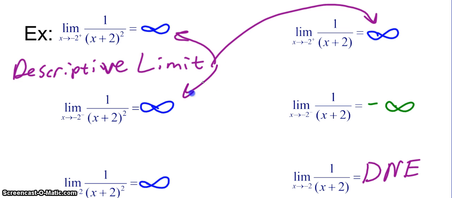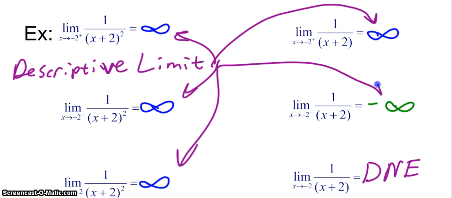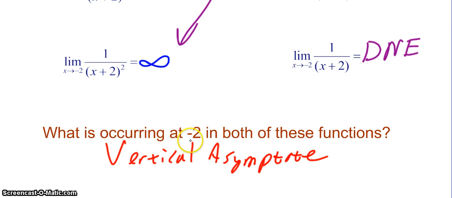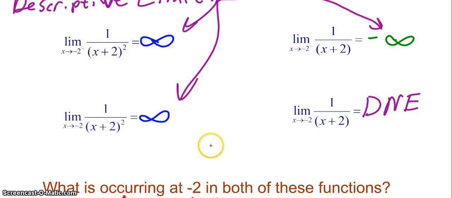So what we're doing is we're describing the behavior of the graph. And this really only is going to come into play when the graph is going to infinity or negative infinity. Remember, what we're saying is as the y values go towards negative infinity or infinity, which is going to happen when we approach a vertical asymptote.